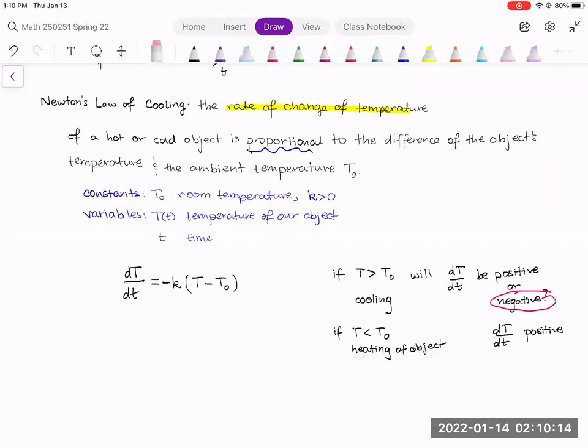And so we see that this is our differential equation. If we had started out with an initial temperature for our object, we could write down an initial value problem, which we could then try and solve.